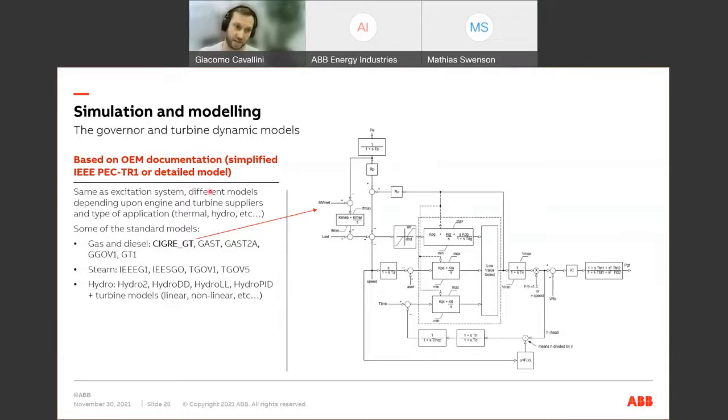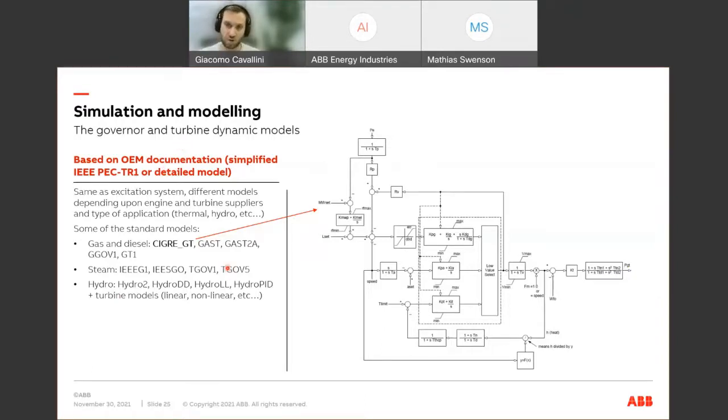So here also there is a large documentation, let's say, on standard equivalents of the mechanical driving system. For example, the IEEE PES TR1 is quite a nice document where we can find a lot of models. A famous one, for example, is the GGOV1 for gas units or gas engines. But there are also many governors for steam units like the TGOV5 and TGOV1, and hydro units as well, which depend, of course, on the type of turbine that we have, Kaplan, Francis, and so on. So here, simulation software has large libraries that include those models.